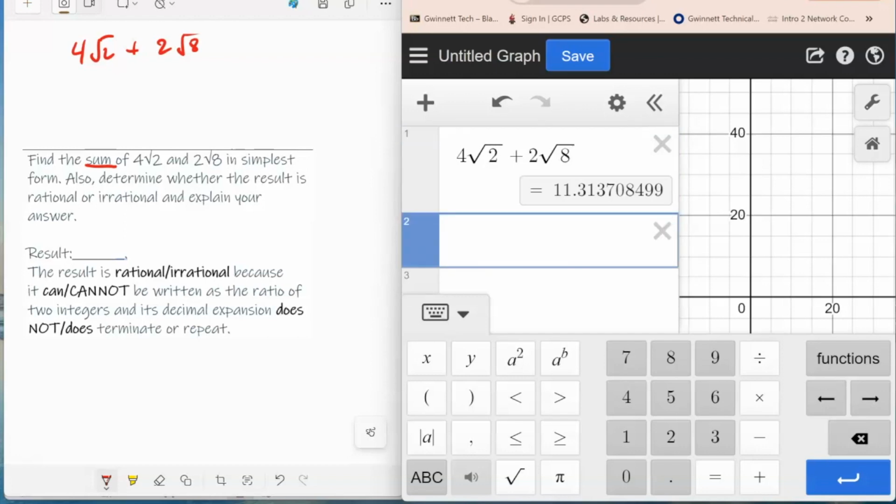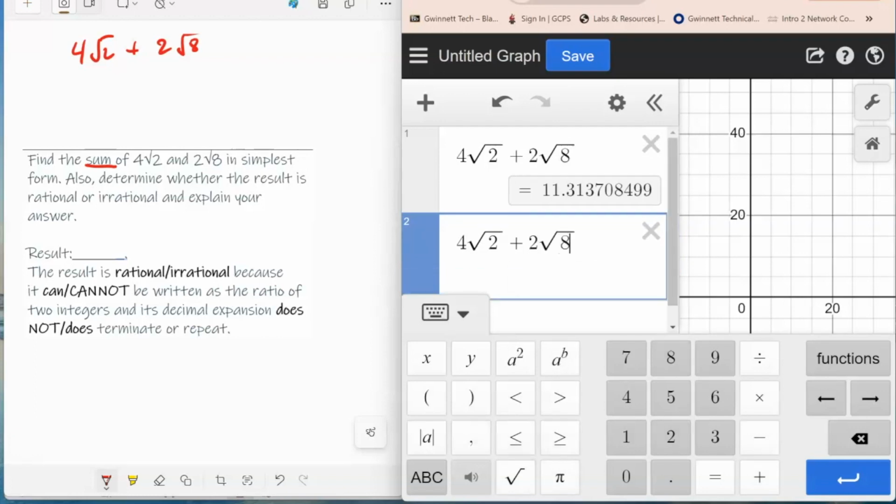So can I break down 2? No. So this one's going to stay the same. But I can break down this one right here. So we're going to break this down within our question, right? So right now we have radical 8. How can I break down 8? All right, so this is going to be 2 times 4.